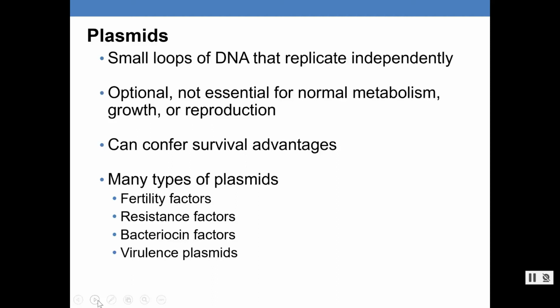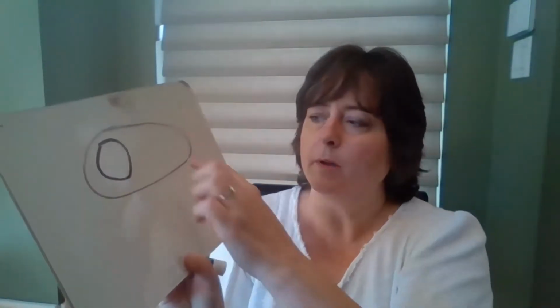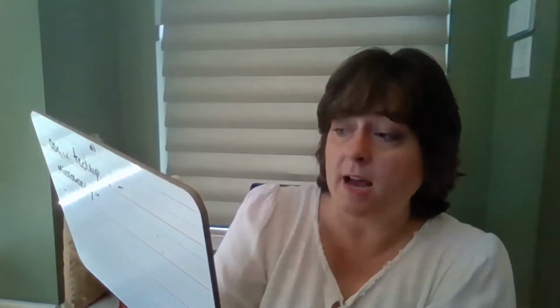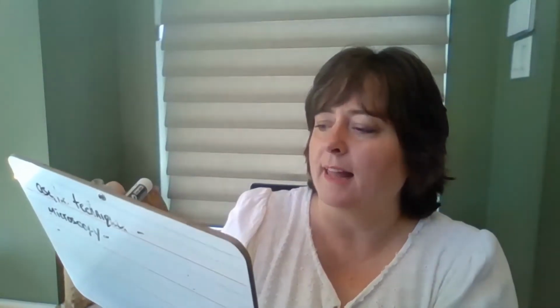Most all bacteria can contain an additional loop of DNA, and that's called a plasmid. So I've got my bacteria cell, and it's got its circular haploid chromosome, made up of DNA. In addition to that, it may or may not have a smaller loop of DNA. This DNA is called a plasmid.